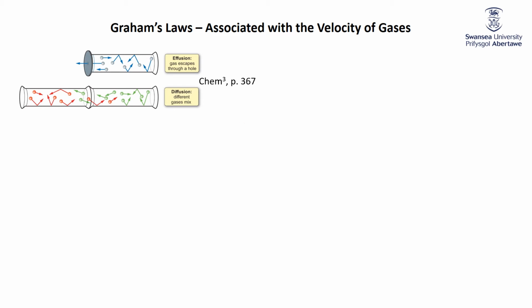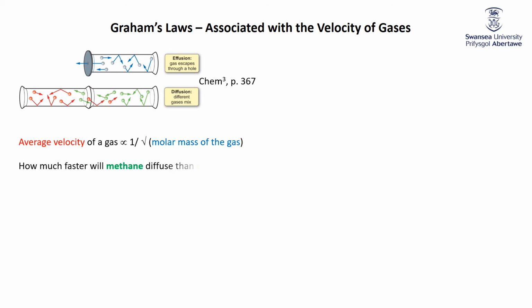And those laws are that the average velocity of a gas is proportional to 1 over the square root of the molar mass of the gas. Now, we will do quite a lot of examples on this in class because it seems to confuse people generally, no matter how many different ways I say it, so I think it's best to just do examples. But I'll give you a quick example here.